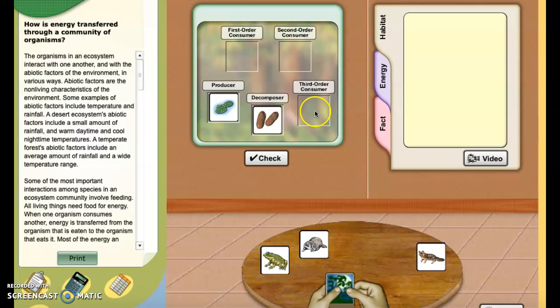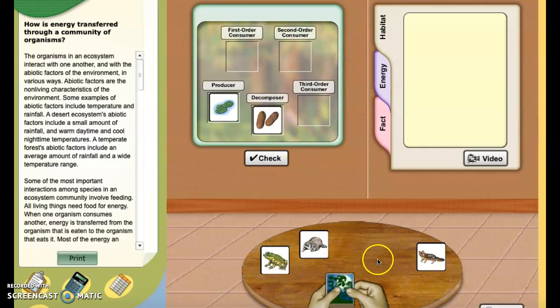We have first, second, and third order consumer. So first order consumer eats producers. Second order consumer will eat the first order, and third order eats second order. So if you remember the energy pyramids from yesterday, first order is the same thing as saying primary consumer. Second order is like saying secondary consumer. And third order is like saying tertiary consumer, just like our energy pyramids yesterday.